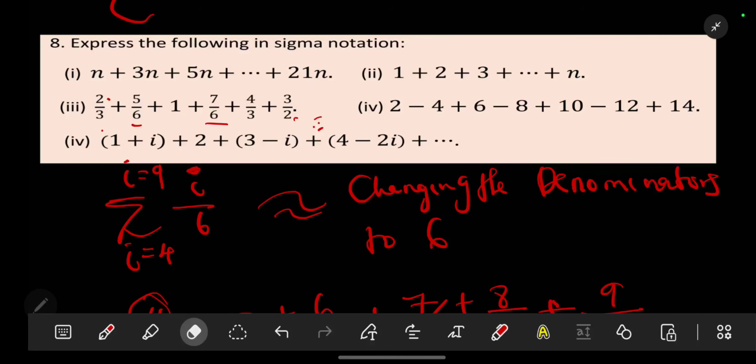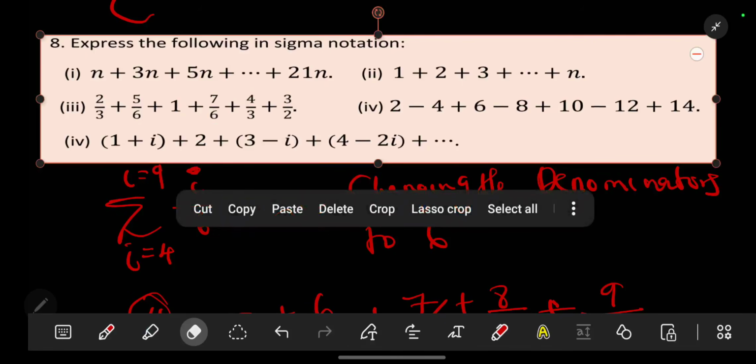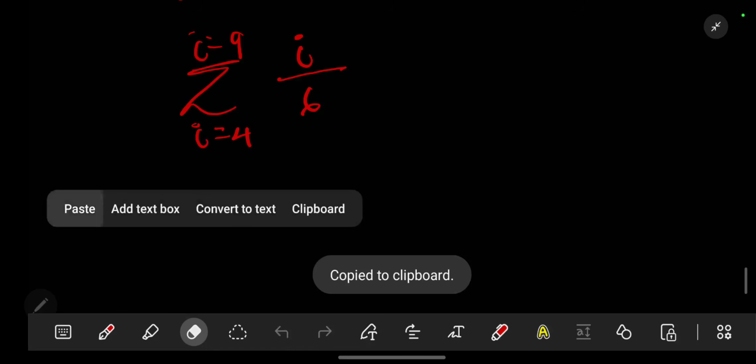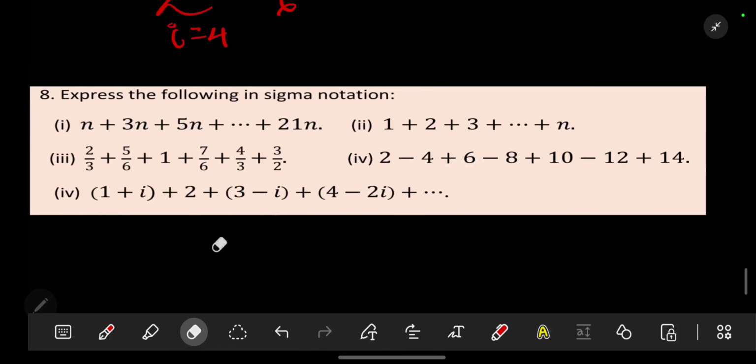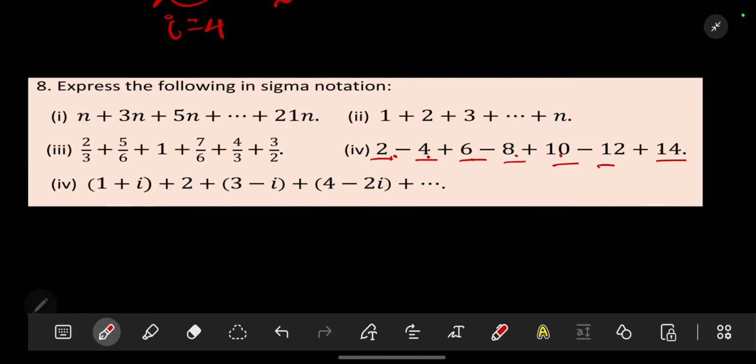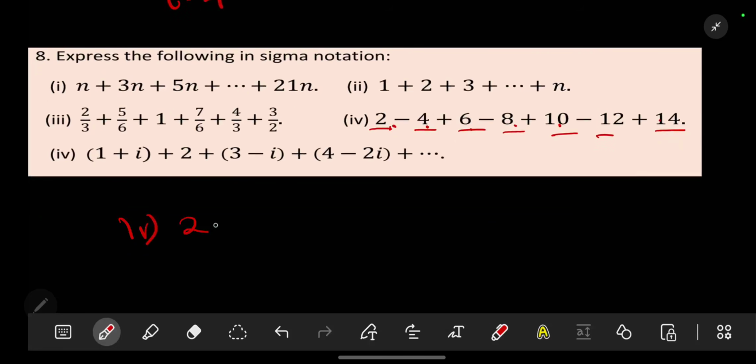Let's look at our fourth one. It says that we have our 2 minus 4 plus 6, minus 8 plus 10 minus 12 plus 14. So what are we going to do? As you can see, just be critical about these things. You have a 2, a 4, a 6, 8, 10, 12, 14. So what can you observe? These are multiples of 2. So for number 4, which is 2 minus 4 plus 6 minus 8 plus 10 minus 12 plus 14.